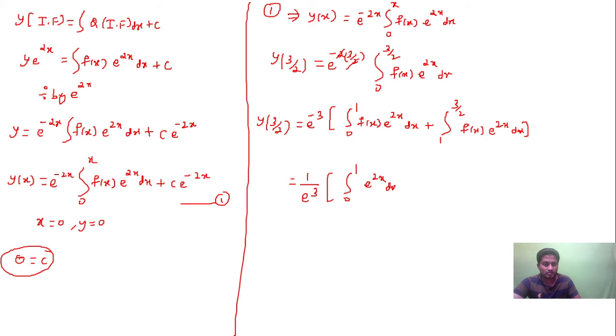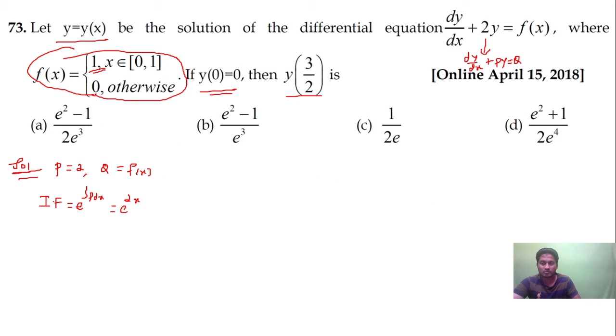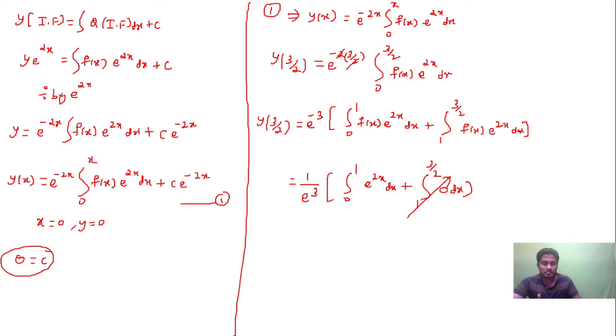Okay, now between 1 and 3 by 2, f(x) is 0. So integration of 0 is 0. Here it is mentioned between, otherwise it is 0. Okay, now this equals 1 by e cube.